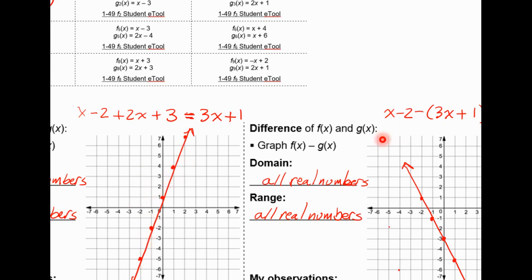Over here with the difference, I have to be careful because I have a subtraction of a quantity. So if I am careful with my simplification, I'll get -2x - 3. That also is a linear function. It's got a y-intercept of (0, -3) and a slope of -2. So I'll go down 2, right 1 or up 2, left 1. And in either case, I get a nice negatively tilted line right here. Again, domain and range are all real numbers.